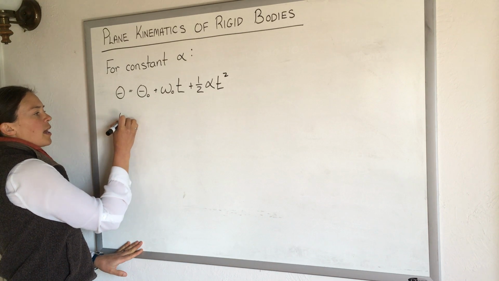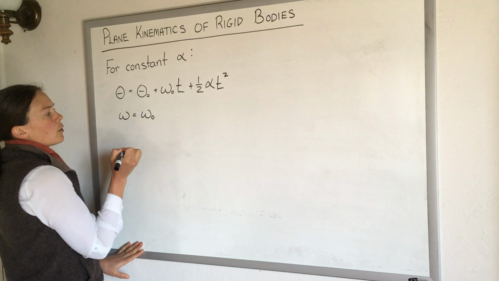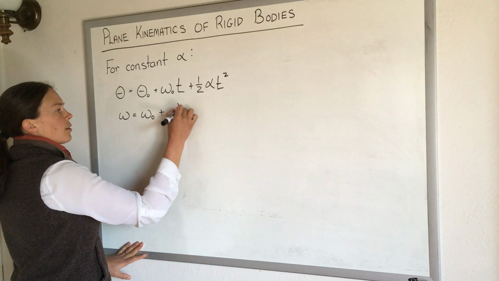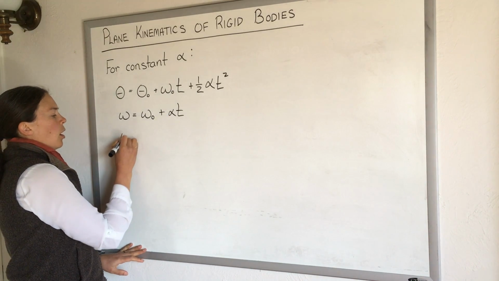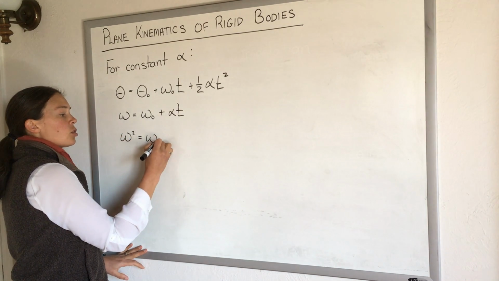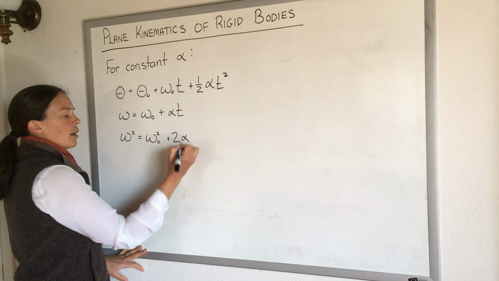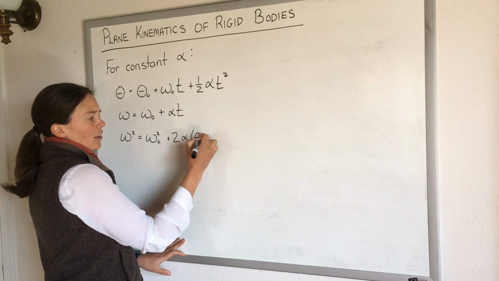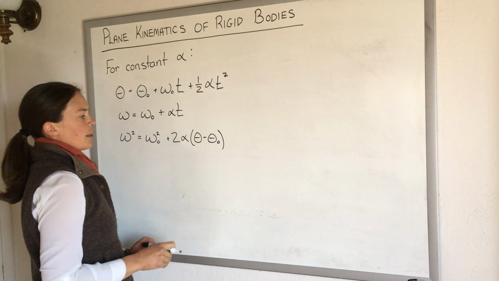The second one is that some angular velocity, omega, is your initial angular velocity, omega naught, plus that constant angular acceleration times time. And the third one, our final angular velocity squared, is our initial angular velocity squared plus 2 times the constant angular acceleration times a final angular position minus initial angular position, theta minus theta naught.